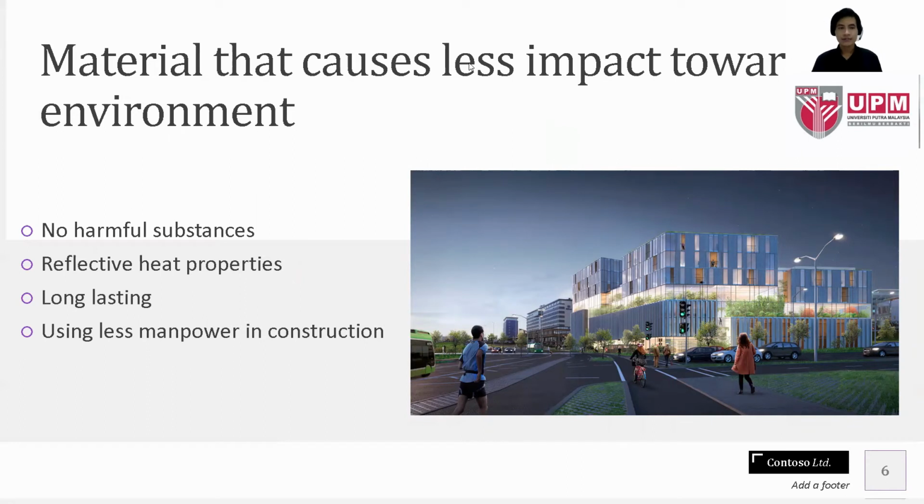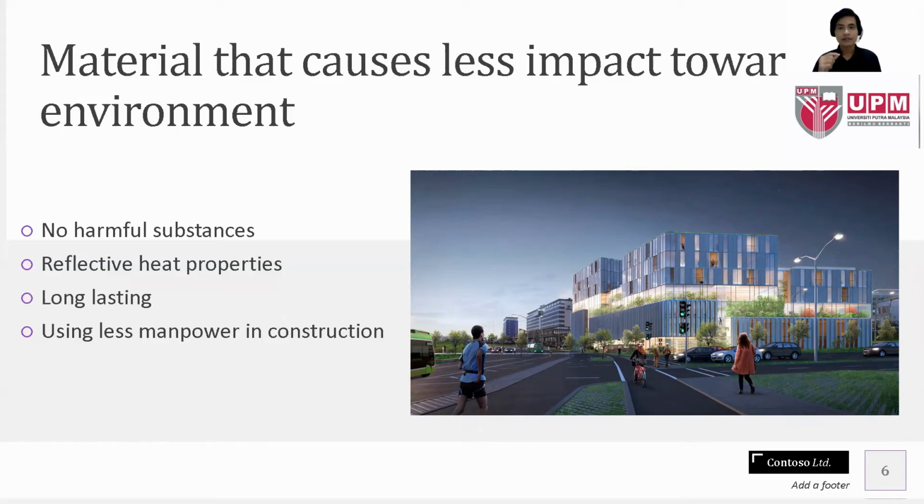Thank you, Fakhri, for your sharing session. So I will cover material selection and the design approach that will be used for sustainable design. So what kind of material causes less impact towards the environment? The material itself should contain no harmful substance that could damage humans' health. And also the material should have the character to reflect the heat back towards the surroundings, so the heat will not be contained in the building space.